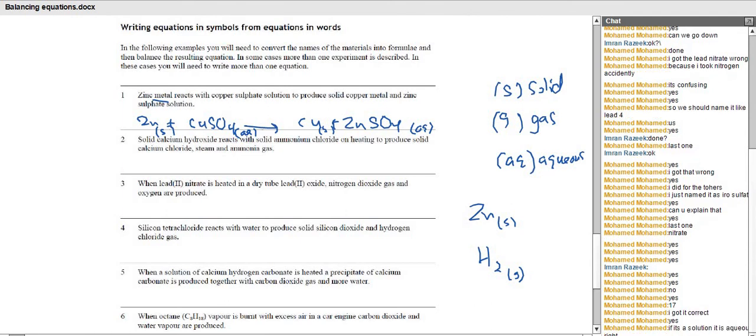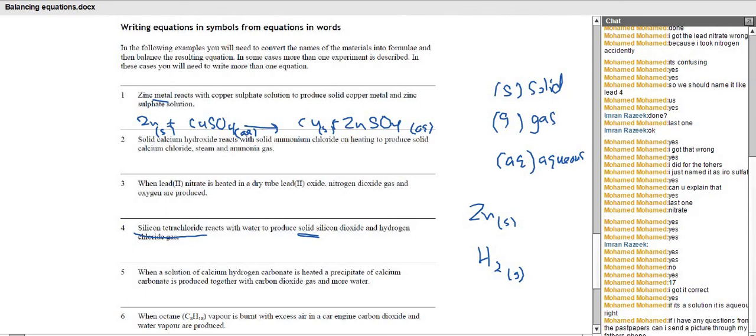If it's solution, it's aqueous. Generally, metals are solid. If you don't know the state symbol, it's okay, just leave it. For example, silicon tetrachloride, they're not given. It's actually a liquid, so you don't need to worry about that. Reacting with water, silicon dioxide, solid silicon dioxide is sand, and hydrogen chloride they mention as gas. So you can try this question also. Just write the equation.